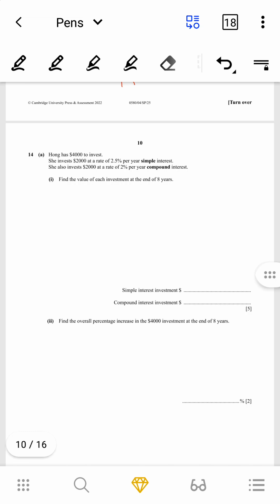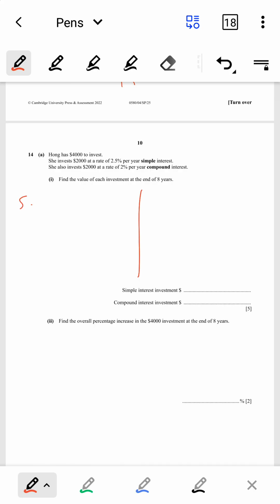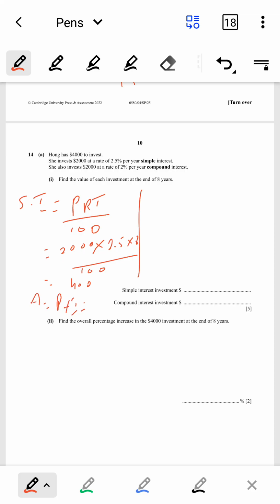Simple interest is very simple. Just now I told you, both we can do from here itself, simple interest as well as compound interest. So SI, simple interest, what formula? We know that PRT by 100. So we can directly apply: 2000 is the principal, rate of interest 2.5, time period is 8 years, by 100. You will be getting 400 directly. But you know very well, amount equals principal plus interest. So 2000 plus 400, 2400. So the simple interest investment, how much are they getting? 2400.